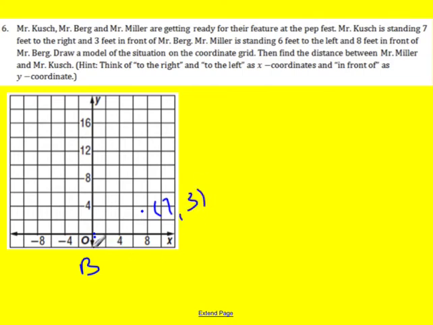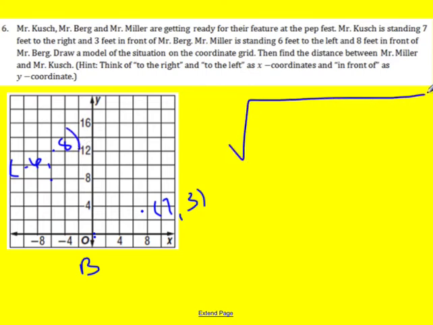Then for Mr. Miller, he's 6 feet to the left. So notice that's going to be negative 6, and then 8 feet in front. So there's Mr. Miller. So that's going to be negative 6, negative 8 for Mr. Miller because he's standing on that other side of the coordinate plane.